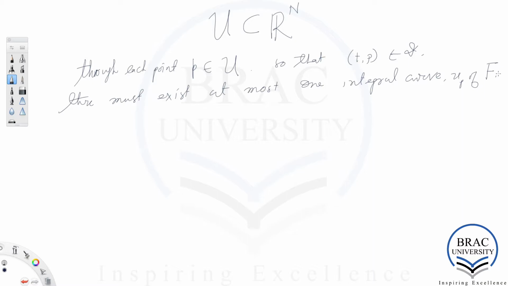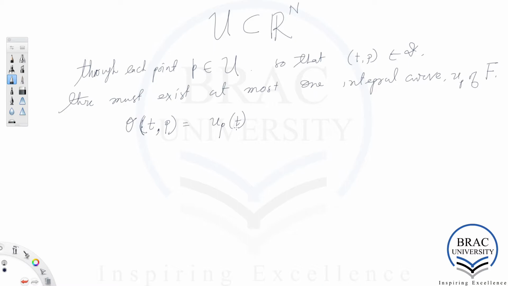So this is the situation. There must exist at most one, so that this map theta is well defined. Theta is a map, right? You remember the definition of theta: it was given by theta at (t, p) is u_p at t, right? Okay.